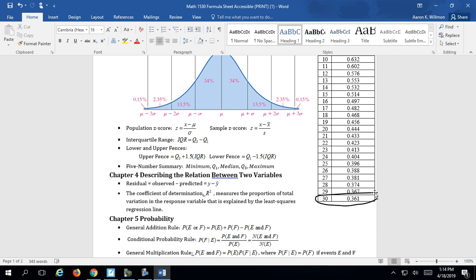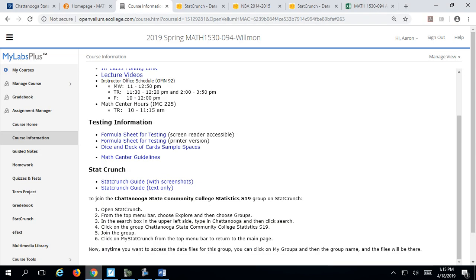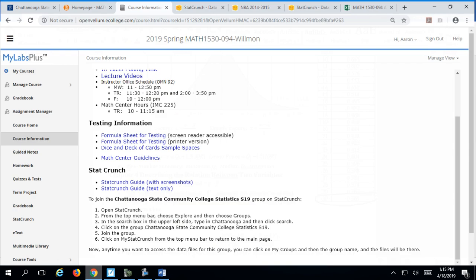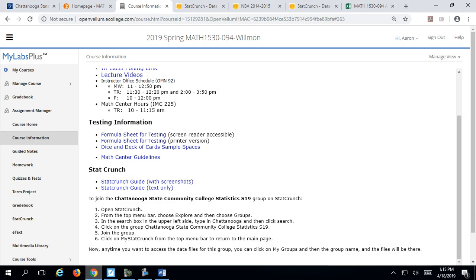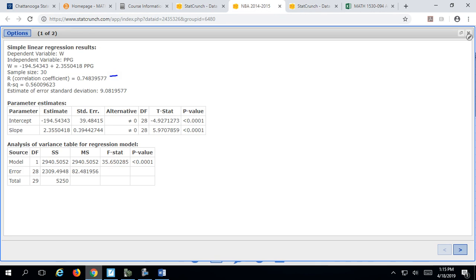So is our correlation coefficient R better than that? Better means it's closer to 1. Closer to 1. Oh, yeah, yes. So our, where'd it go? I lost it. There we go. I don't need that one. Our correlation coefficient is 0.748. That is closer to 1 than 0.361. Okay.